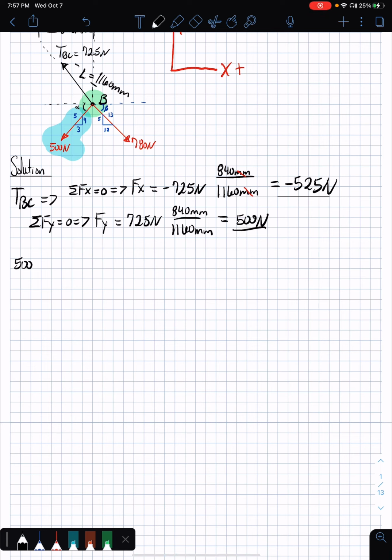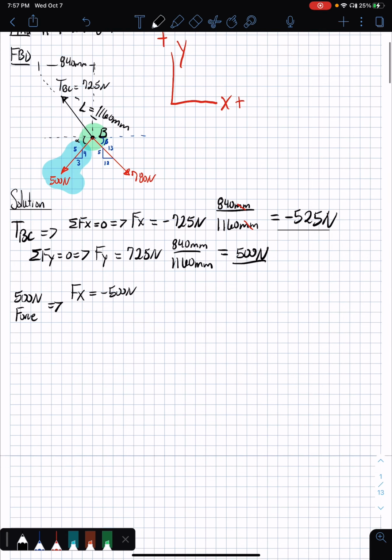So I'm just going to label it 500 Newton force, so I know what I'm talking about. Double arrow. Break it again into x and y components. I'm going to skip the sum of forces section and just go straight into it. It will be negative 500 newtons in the x direction.